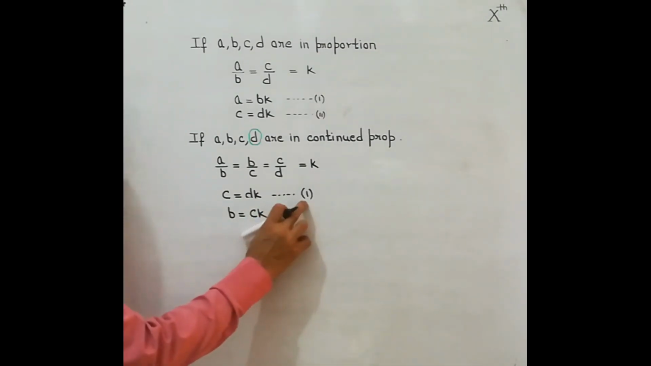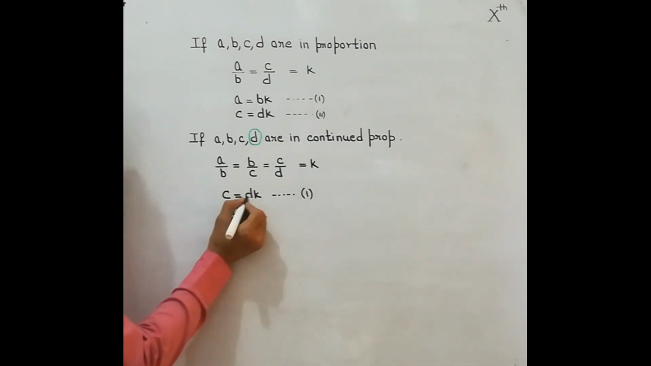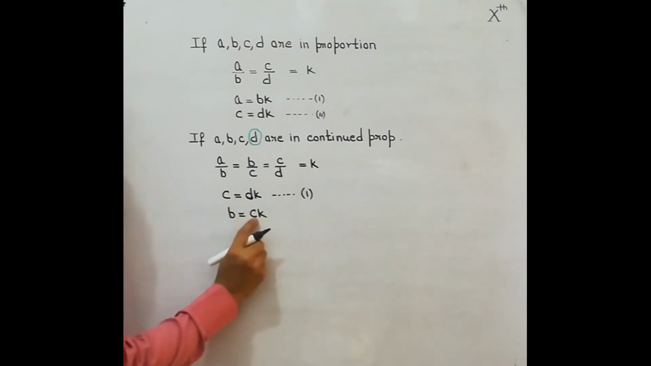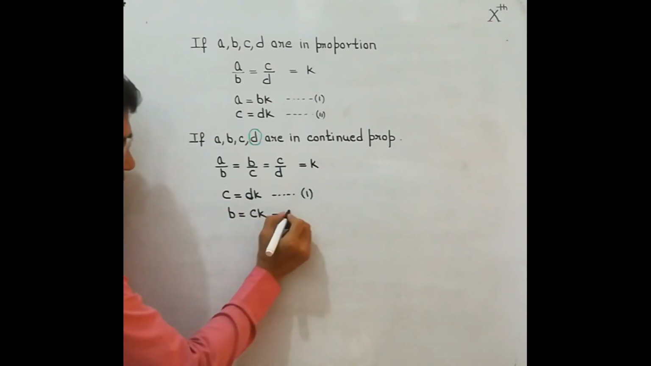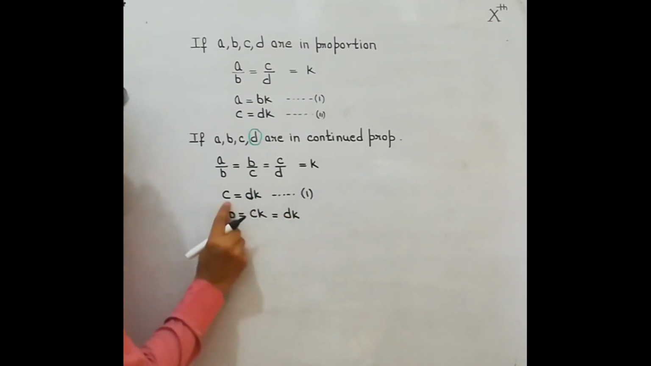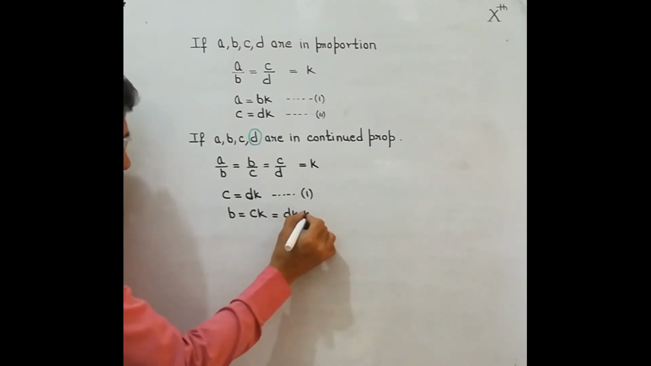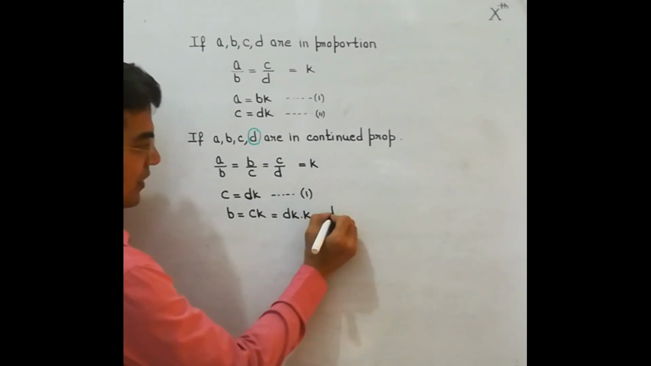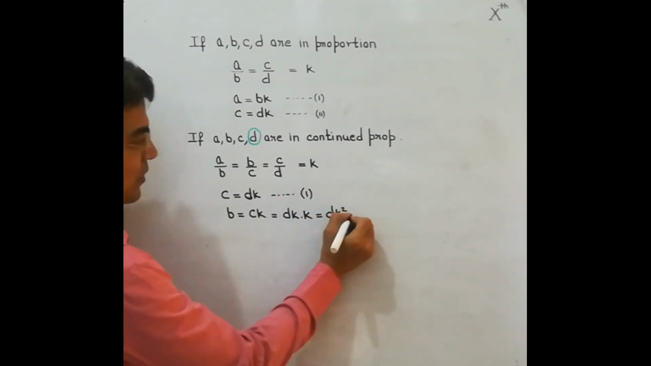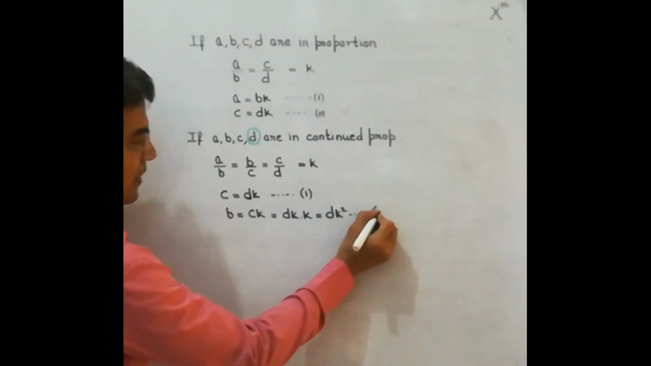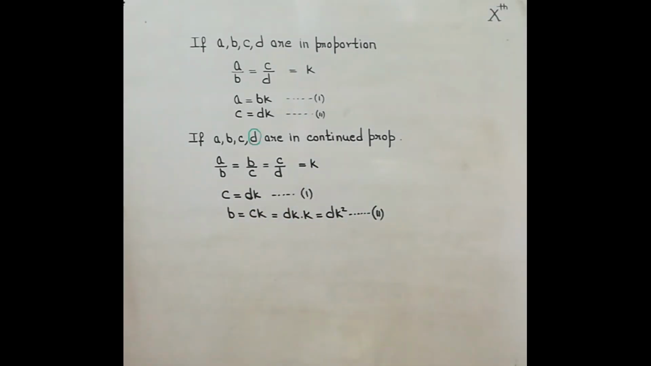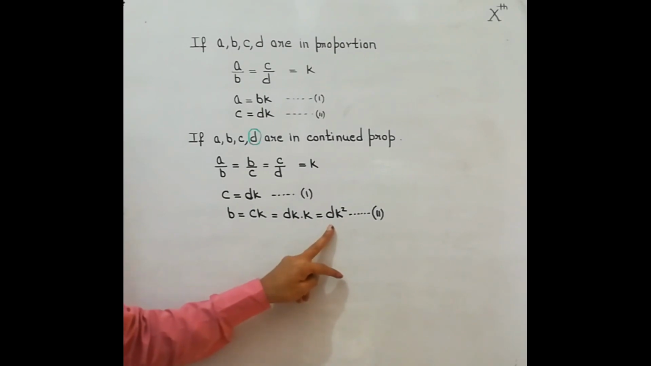So here we are getting B is equal to CK. Now from equation number 1, C can be replaced by dk. C was replaced by dk and this k is already there. So it becomes dk square. That will be the second substitution. That means in the whole question, B will be replaced by dk square.